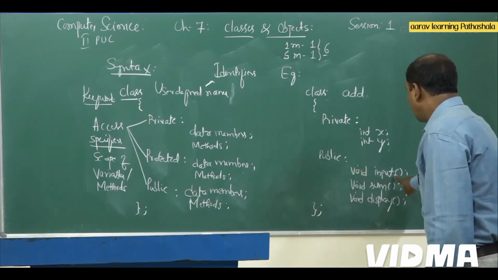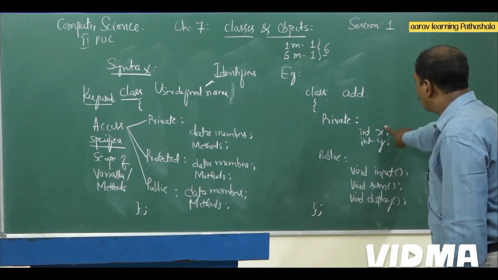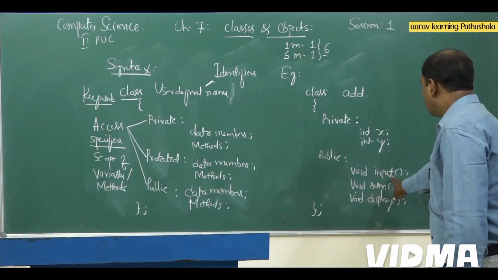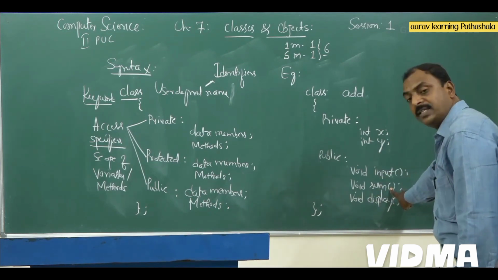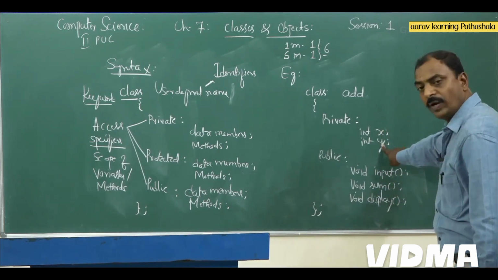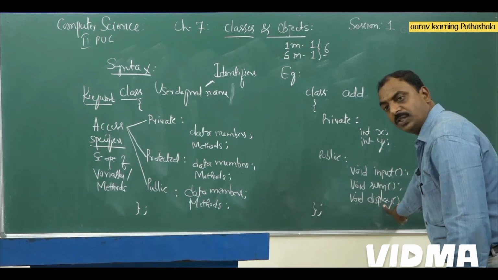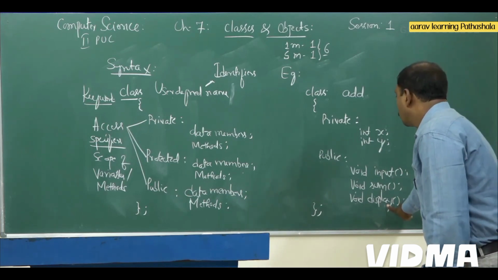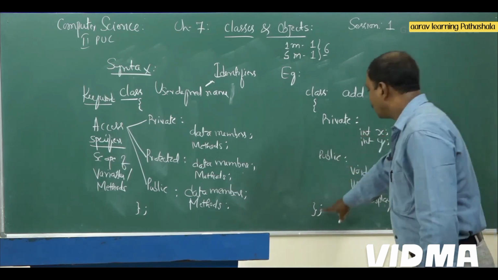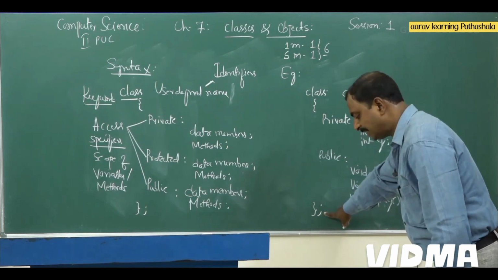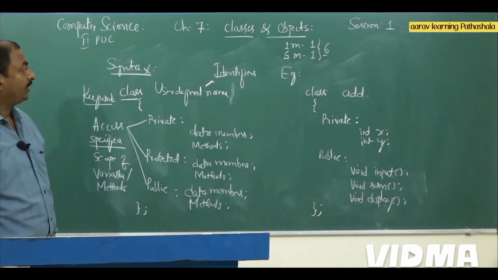Apart from this, I have declared functions under the public access specifier. Here void input is one method or function. I am using this function to accept values for x and y. Next, I am using one more function, the sum function, inside which I am going to add the values of x and y. And I have one more function, void display. I am using this method to print out the answer, the addition of these two numbers. And I am closing with this flower bracket as well as a semicolon.